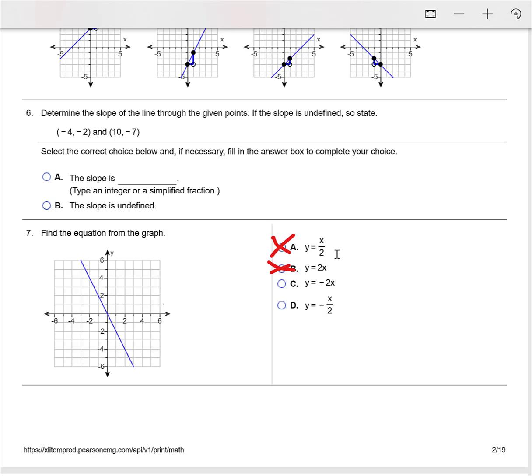So I'm left with C and D, and remember rise over run. And so in this case, the rise is actually going to be negative. So if I start from the origin, in order to get to another point on the line, I can go down 2 and over 1, so the slope is actually -2, and the correct answer here is C.